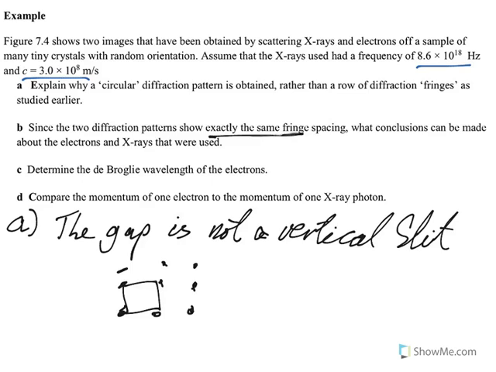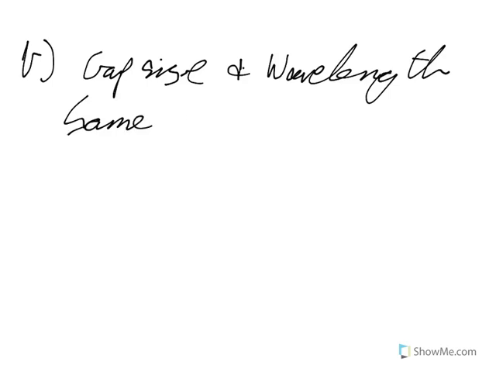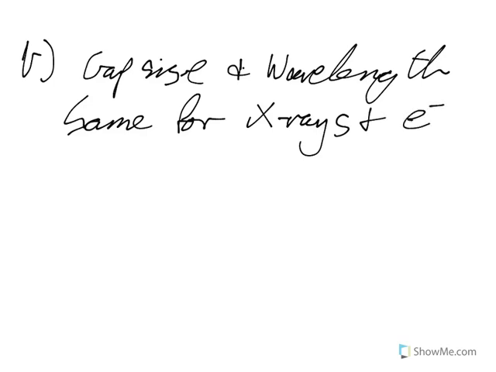Since the two diffraction patterns show exactly the same fringe spacing, what conclusions could be made about the electrons and the X-rays? If they're exactly the same fringe spacing, and it's exactly the same crystal, the simple answer, for B, is that the gap size and the wavelength are the same for the X-rays and the electrons.